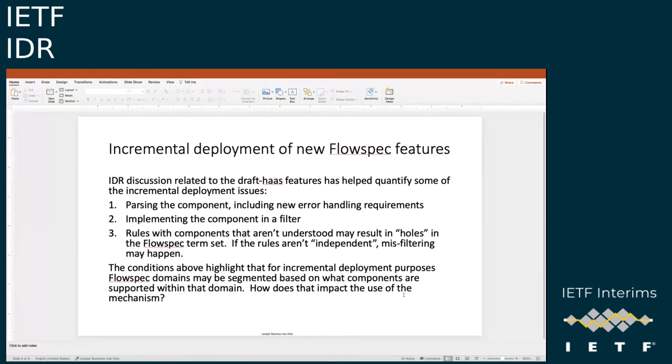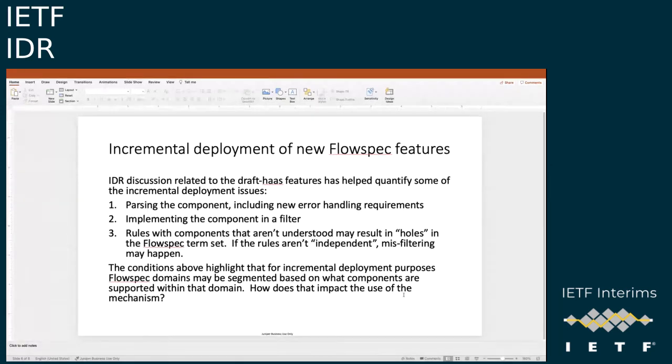This is sort of the damage from afar that RFC 7606 was trying to mitigate. We also have implementing the component. So it may be possible, as an example, for an implementation to understand how to parse a new feature, but due to hardware issues, may not be able to implement it for some reason. So what do you do in those circumstances?